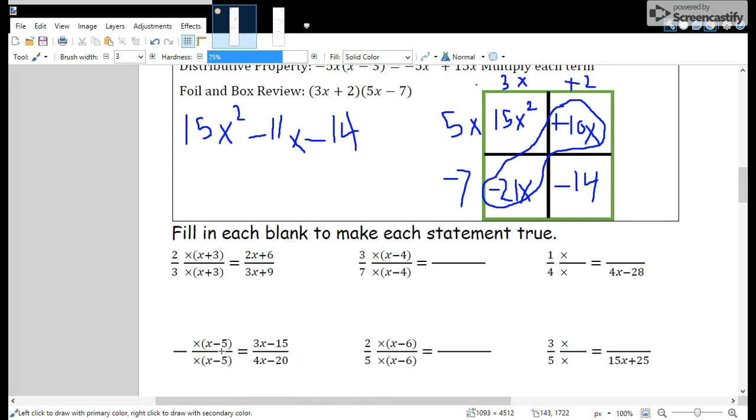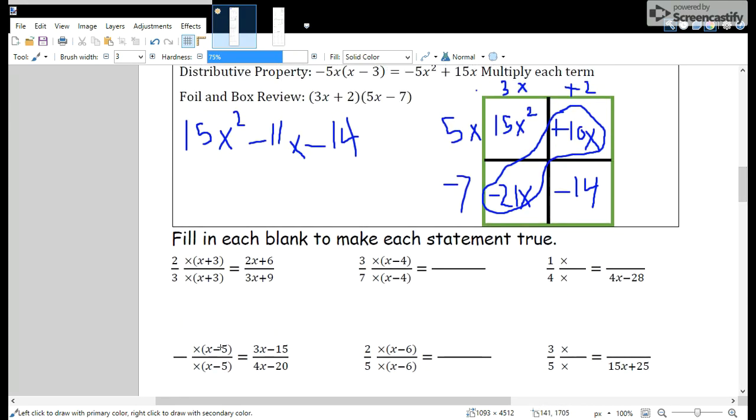Let's look at the examples here. Fill in each blank to make each statement true. So something times x minus 5 equals 3x minus 15. That would be 3, because 3 times x is 3x, and 3 times negative 5 is negative 15. Now something times x minus 5 equals 4x minus 20. That would be 4, because 4 times x is 4x, and 4 times negative 5 is negative 20. Let's do the next one.